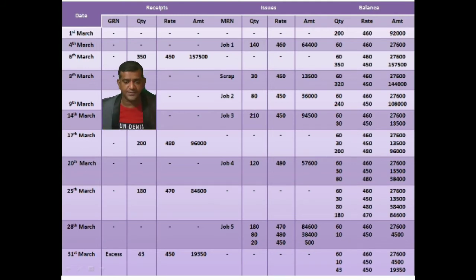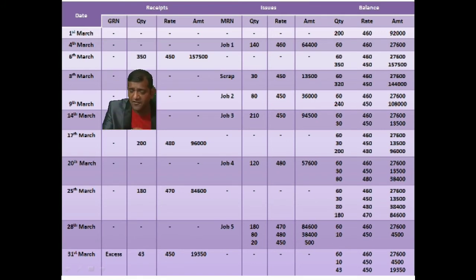Again there is a purchase of 180 tons of materials at the rate of 470 rupees. That comes to 84,600 rupees. So now issues column, MRN nil, quantity nil, rate nil, and amount also nil. Go to the balance column. So copy as it is the balance of 20th March, that is 60 tons at the rate of 460 rupees, 27,600. 30 tons at the rate of 450 rupees, 13,500. 80 tons at the rate of 480 rupees, that amount comes to 38,400.